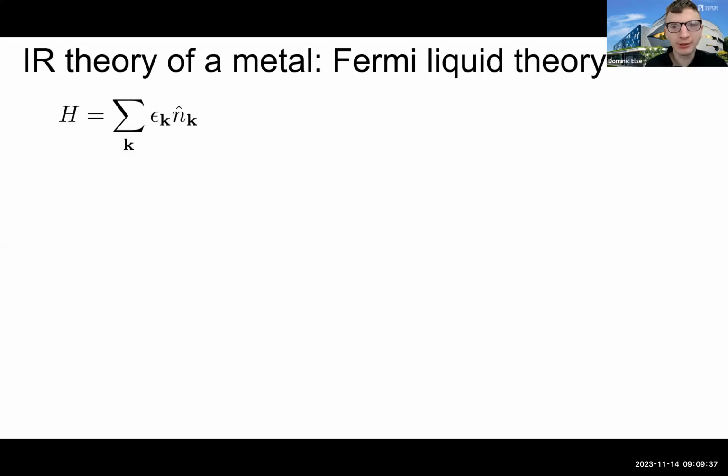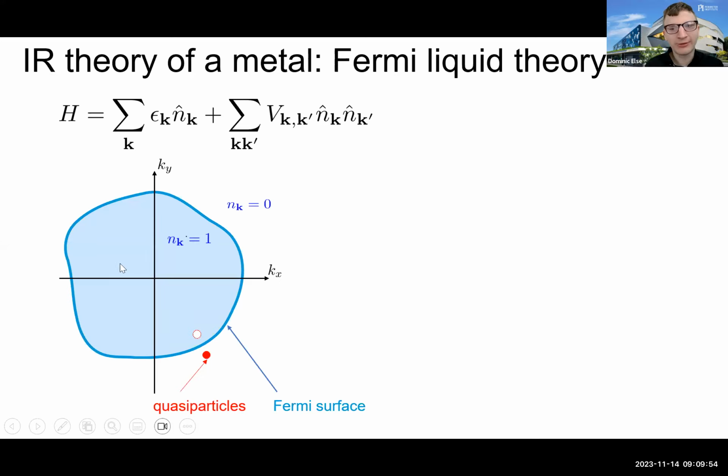The simplest way to switch on interactions is so-called Fermi liquid theory. In Fermi liquid theory, you only write down a very special kind of interaction, which looks like this. Basically, it's still diagonal in the occupation numbers of the single particle states. And what that implies is that the story that I showed you before pretty much carries over. In the ground state, you still have some set of single particle states that are occupied, and the other ones are unoccupied. The Fermi surface is the boundary between them. And again, the low energy excitations are particles and holes near the Fermi surface, which we generally call quasi-particles in Fermi liquid theory.